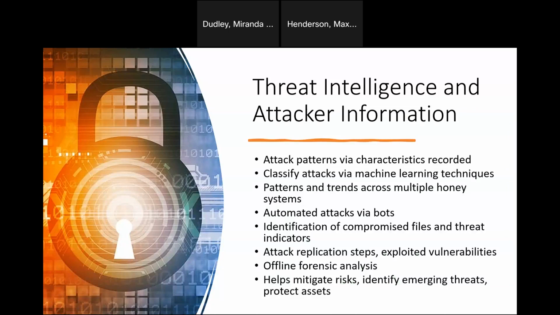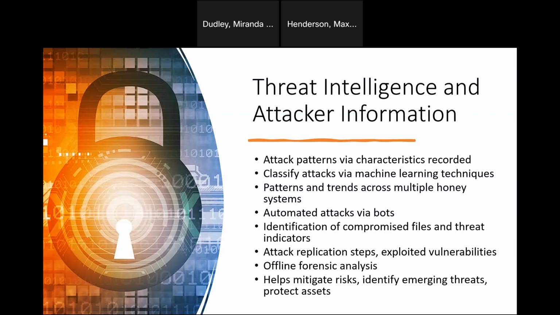Honeypots provide valuable threat intelligence and offer insights into attacker behavior, motivations, and techniques. By analyzing recorded characteristics like IP addresses, usernames, passwords, commands, and file types, we can gain a detailed understanding of attack patterns. Machine learning techniques enable the classification of attacks, which aids in the development of effective defense strategies. By correlating data across multiple honeypots, we can identify trends and uncover valuable insights into attacker tactics. Research honeypots are particularly adept at studying automated attacks and providing us with valuable insights into bot behavior.